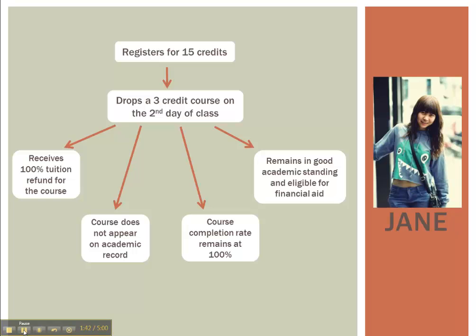Also, the course will simply disappear from her record as if she were never enrolled in the course to begin with. As long as she completes the remaining 12 credits that she enrolled in at the beginning of the semester, her course completion rate will remain at 100% and she will remain in good academic standing. By removing herself from the course within the drop period, Jane suffers no repercussions from ever being enrolled in the course. Now let's take a look at Joe.